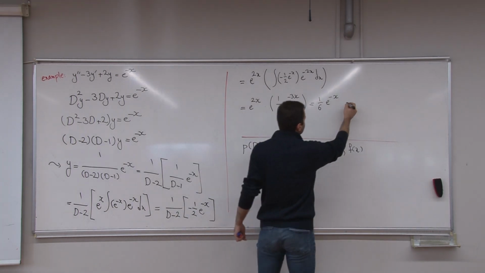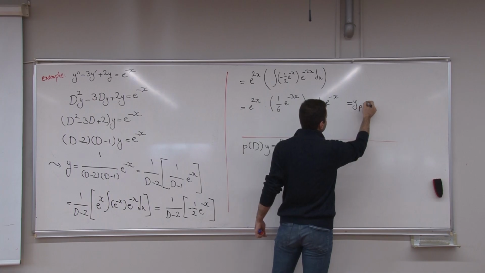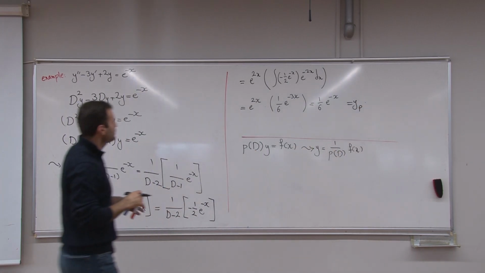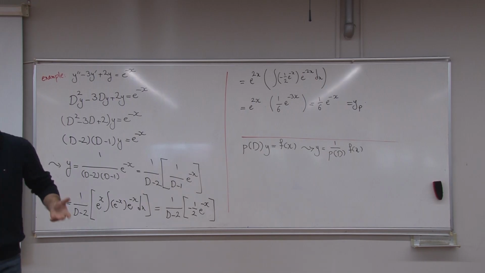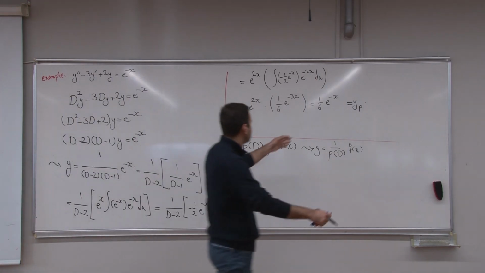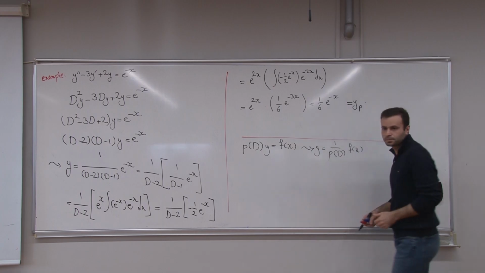This is going to be our particular solution. I think we have made some mistake along the way, right? Because 1 over 6 e to the power 9. No, it's fine. Right? It's fine. This is our particular solution.